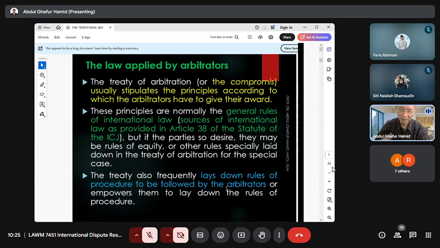And also, they can freely lay down the rules of procedure, procedural law. So that's not only the substantive law, but also the procedural law to be followed by the arbitrators. That is the law part.